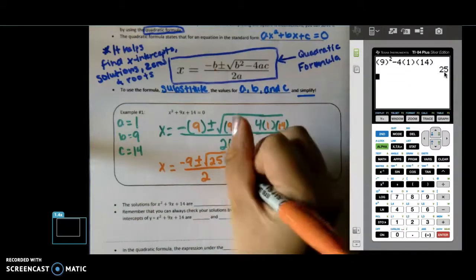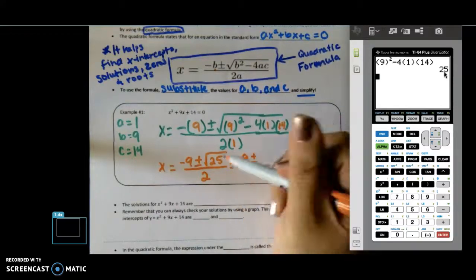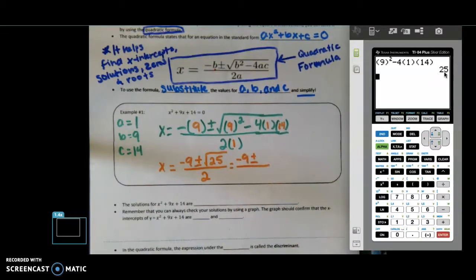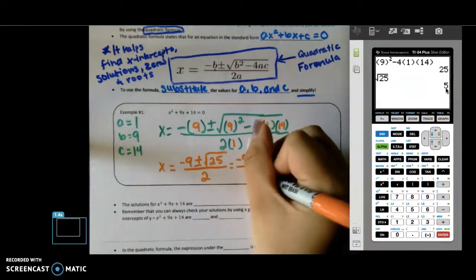Okay, so it's going to be negative 9 plus or minus. Now you can do the square root of 25. What is the square root of 25? Okay, so if I did the square root of 25, just to show you, I get 5, all over 2.